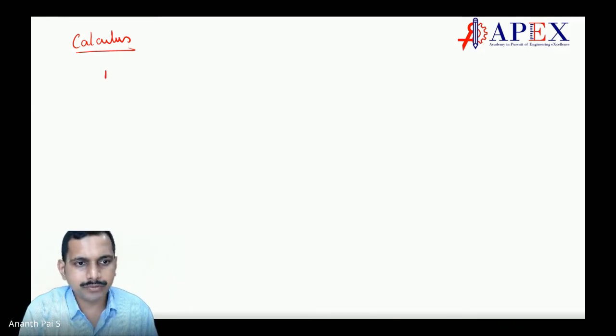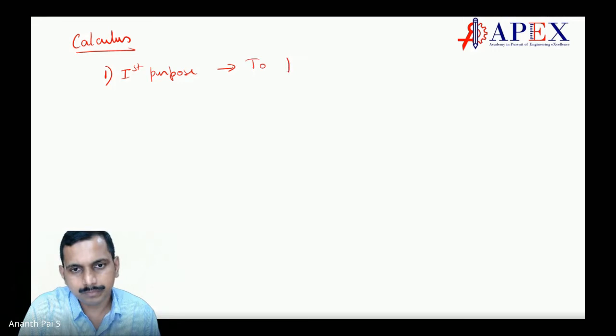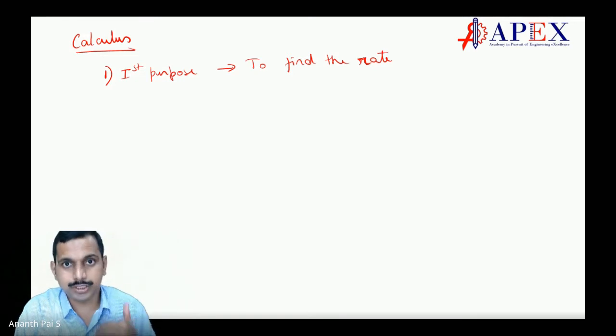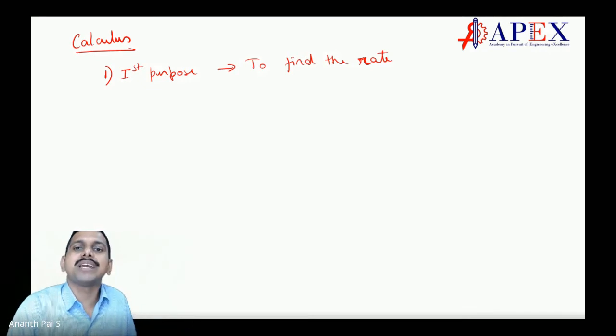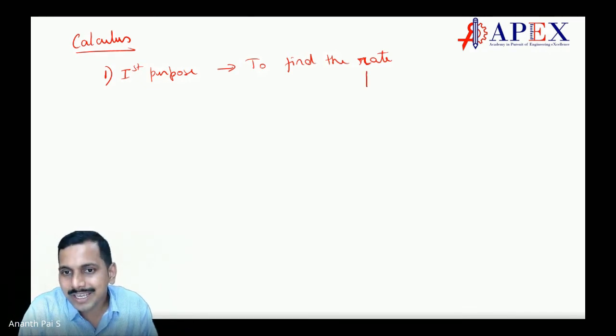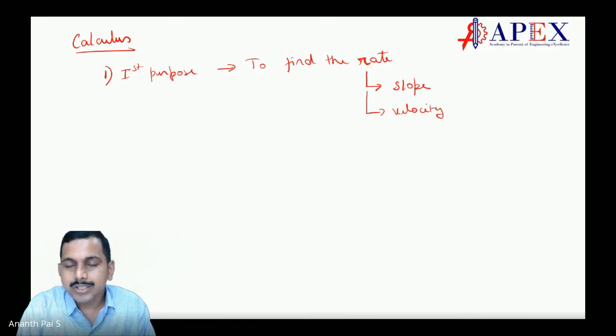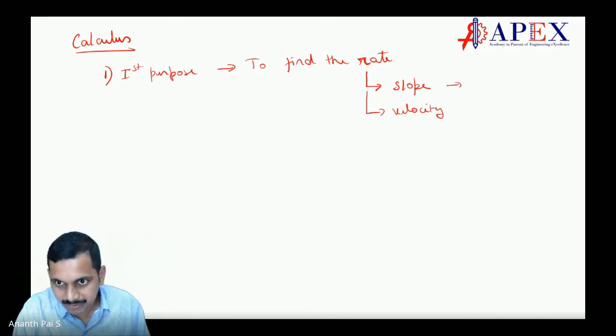First purpose of calculus is to find the rate. Rate means the speed of change, how fast something goes, how something varies with something else. So when you say rate, what does it have? We can say slope, we can find velocity, then slope of slope, double slope, we can find out slope of slope. Like that, you can go any further.